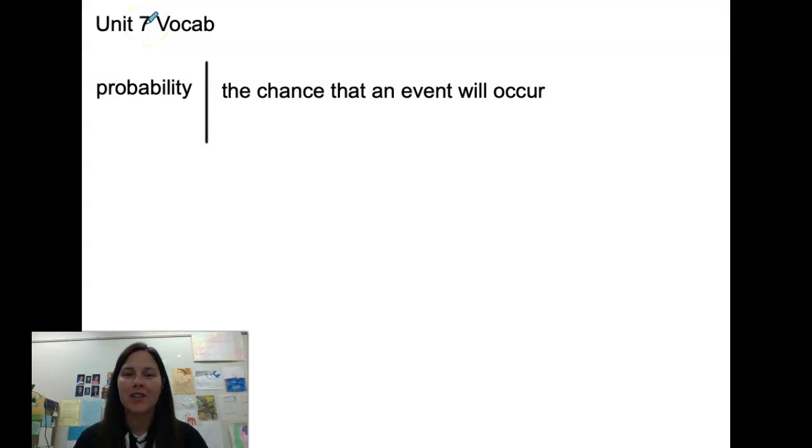And this week we are actually getting into calculating probability. So first of all, quick definition of probability, and that is the chance that an event will occur. And this is something that you guys are pretty familiar with. So for example, when you watch the news and they talk about a 30% chance of rain, that's the probability that it will rain that day.